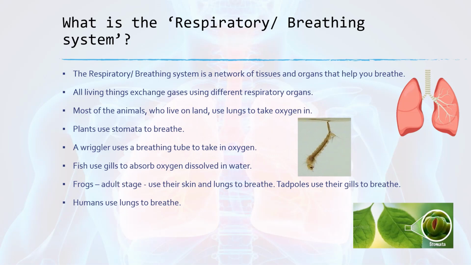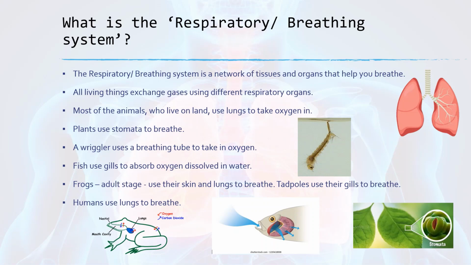Fish use gills to take in oxygen that is dissolved in the water. Frogs, in their adult stage, use their lungs and skins to breathe, as they are amphibians. But when they were tadpoles, they used gills like fish. Humans, on the other hand, use lungs to breathe.